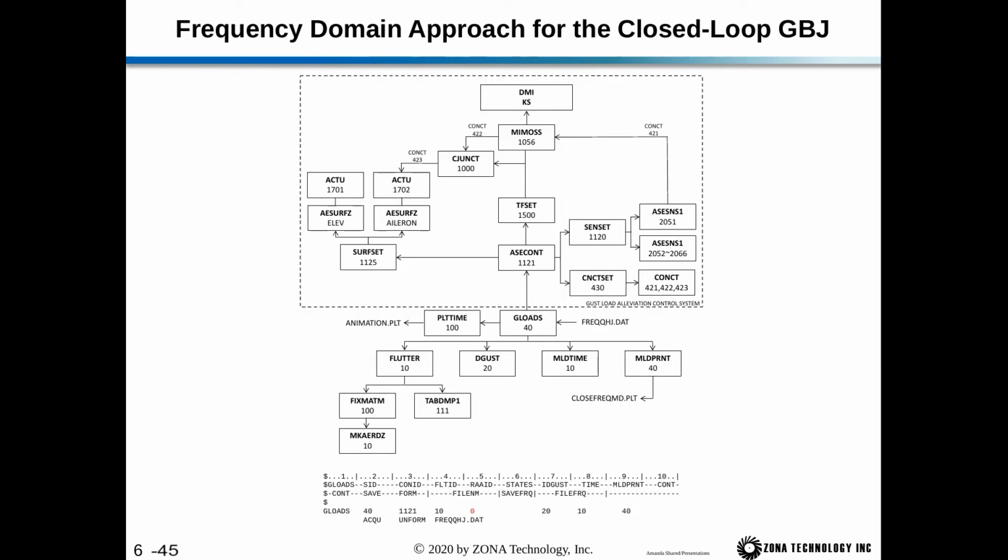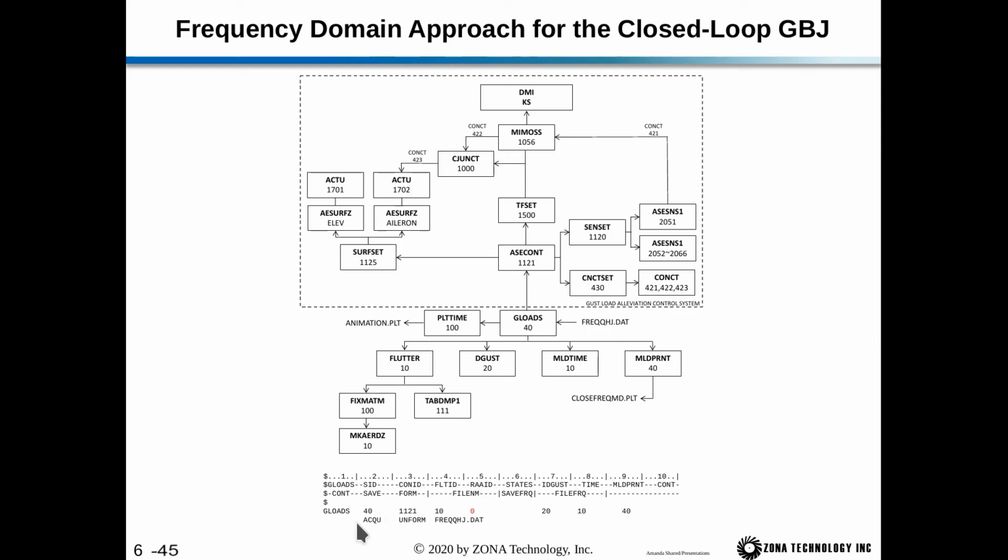So next, let's say we've designed our controller, so now we're going to move on to the closed loop GBJ. So with our exported plant model from the previous slides, we've designed a Gust load alleviation control law, and now we're importing that into ZAERO. So we have our ASE controller card is now referring to the TF set and CNTC set. So our control law is a MIMO SS. So we have our one sensor used in the control law design feeding into the MIMO SS. This now feeds back to our aileron actuator for the Gust load alleviation.